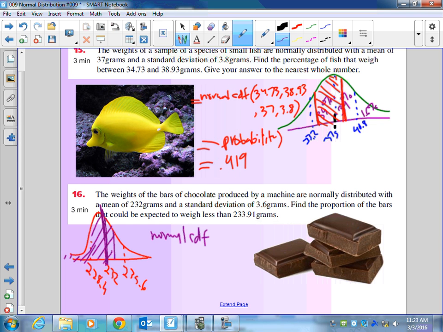Normal CDF. Don't ever do PDF. PDF is a Y value. What do Y values mean for normal? Nothing. So you go normal CDF. The low here is like negative 10,000, comma, and then the high is going to be 233.91, comma, mean 232, comma, standard deviation.